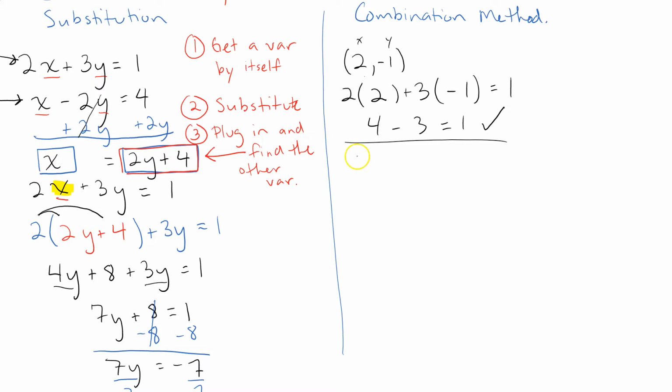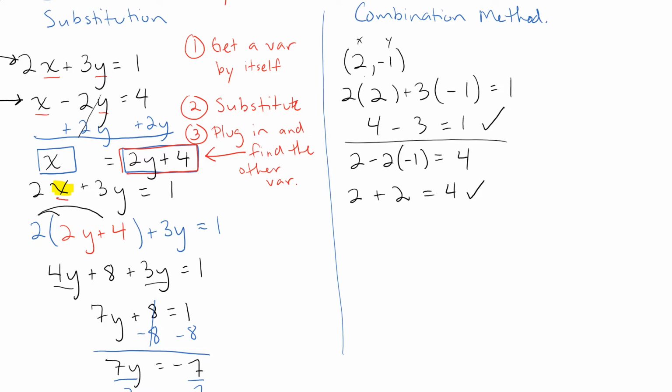We have 2 minus 2 times negative 1 is equal to 4. Well, this is 2 plus 2 equals 4. And yeah, that's true as well. So we see that 2 and negative 1 is what gives us the answer to make both of those equations true.